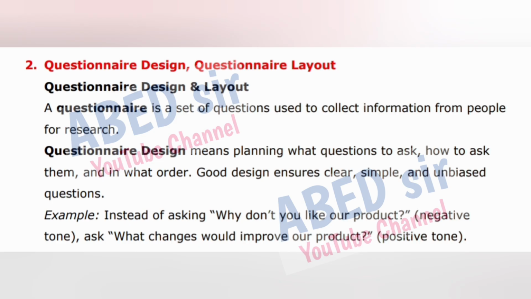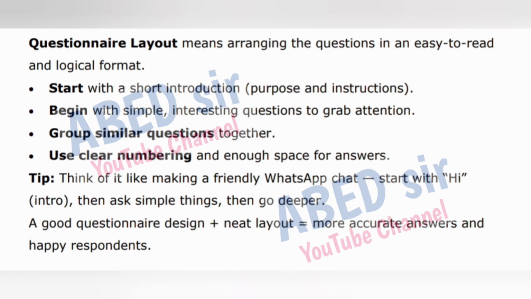Example, instead of asking why don't you like our product? Negative tone, ask what changes would improve our product? Positive tone. Questionnaire layout means arranging the questions in an easy-to-read and logical format. Start with a short introduction, purpose and instructions. Begin with simple, interesting questions to grab attention. Group similar questions together. Use clear numbering and enough space for answers.